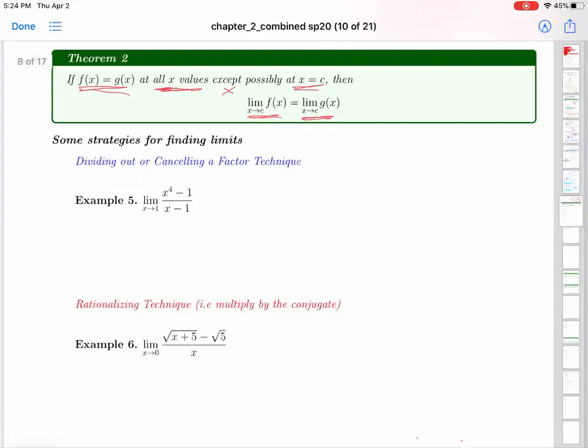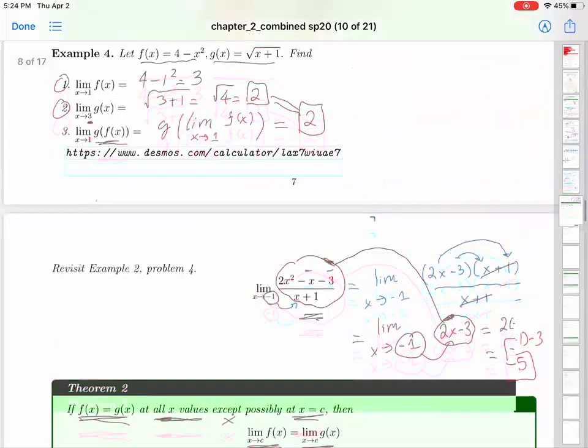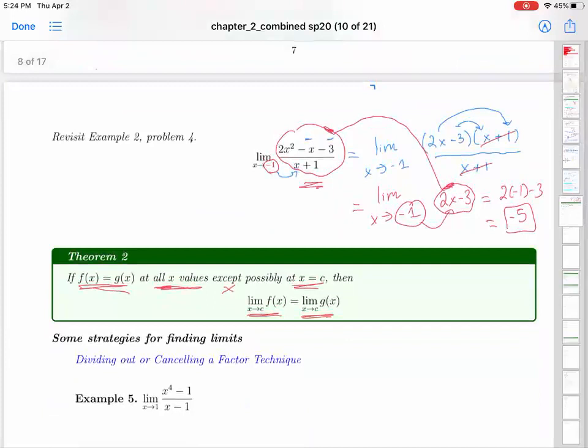Using this theorem, I know I can use algebra to simplify my function from this one down to this one. So then I can find the limit of my original function using the limit of the function after I manipulate the algebra to get to the new function, the function that is similar, to find the limit of.